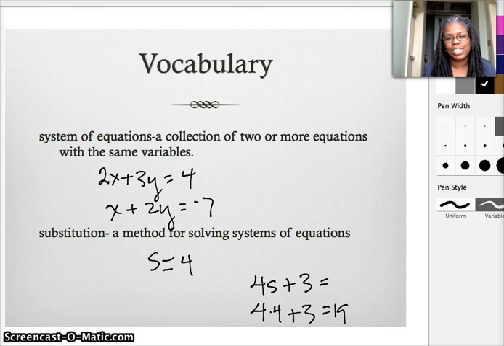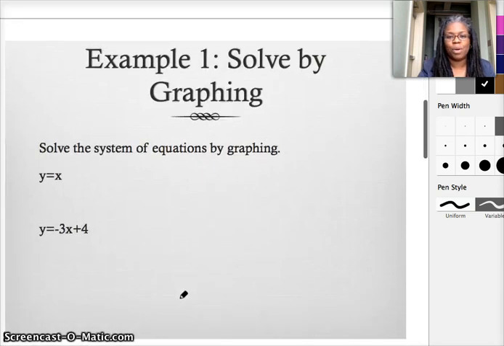Substitution is going to be similar to that, except instead of just substituting a number, we're going to substitute an expression into another equation. That's a key hallmark of solving systems of equations that you're going to need to know. So only two ways: graphing and using substitution. Let's get started by looking at an example where we can graph.